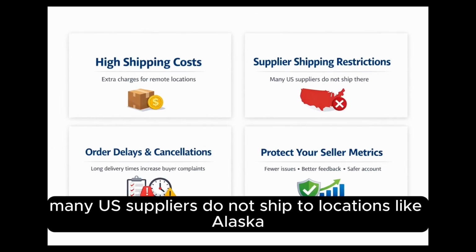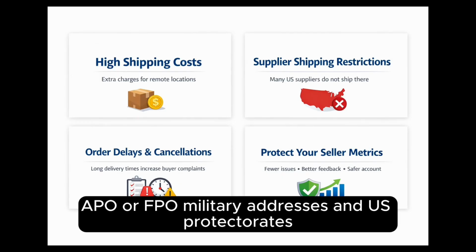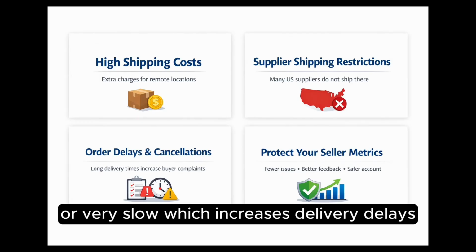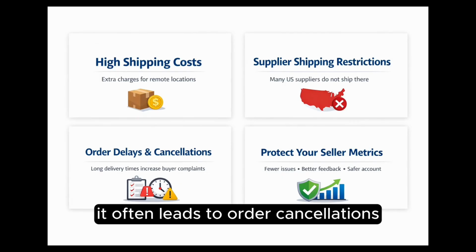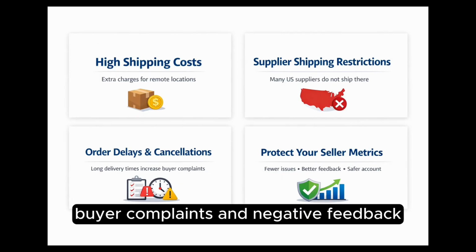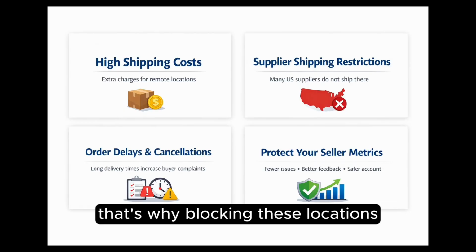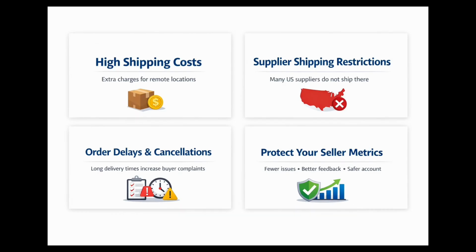Many U.S. suppliers do not ship to locations like Alaska, Hawaii, APO, or FPO military addresses, and U.S. protectorates. In some cases, shipping to these areas is extremely expensive or very slow, which increases delivery delays. When sellers don't block these locations, it often leads to order cancellations, buyer complaints, and negative feedback. That's why blocking these locations helps protect your business and your seller performance.